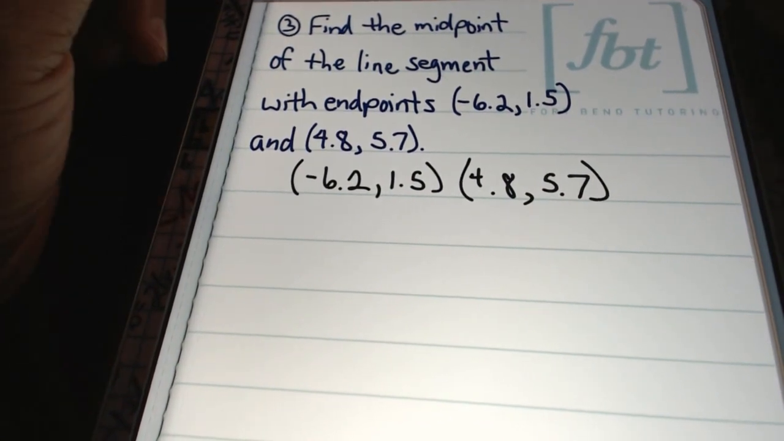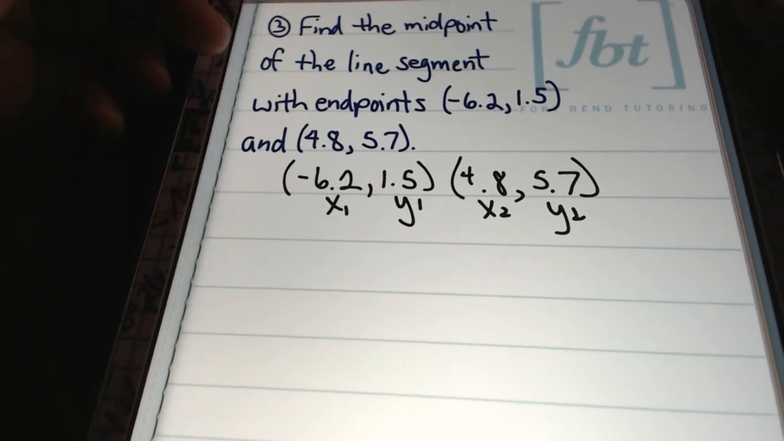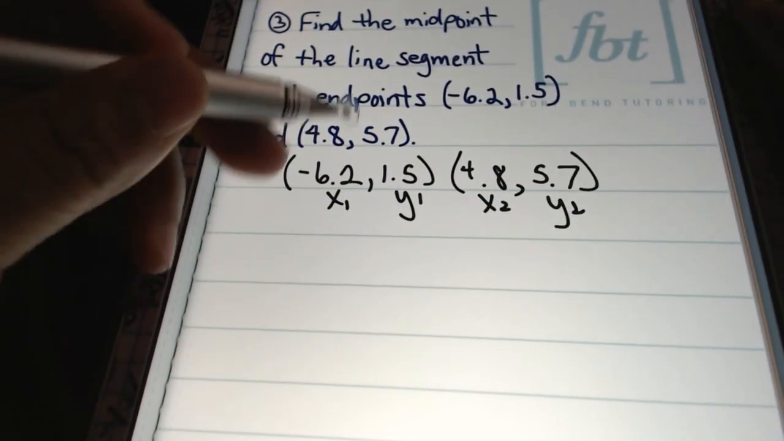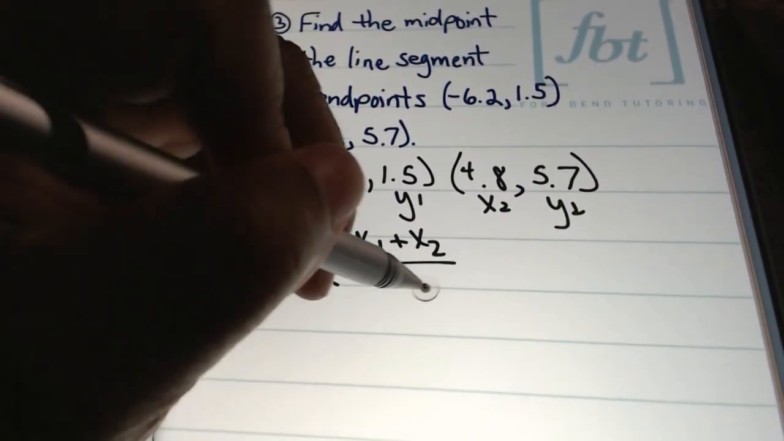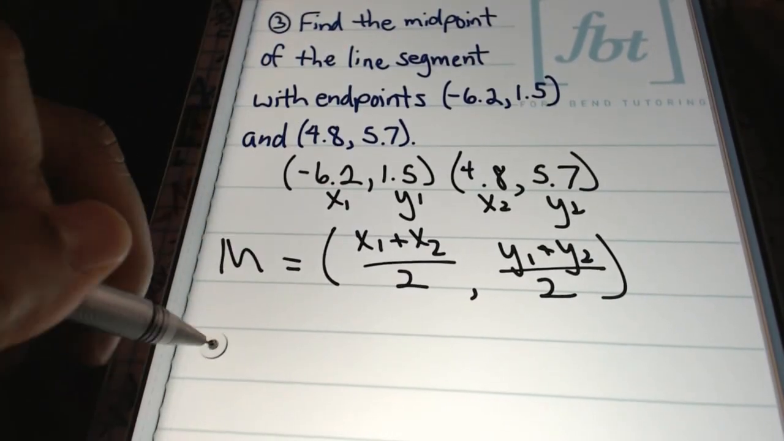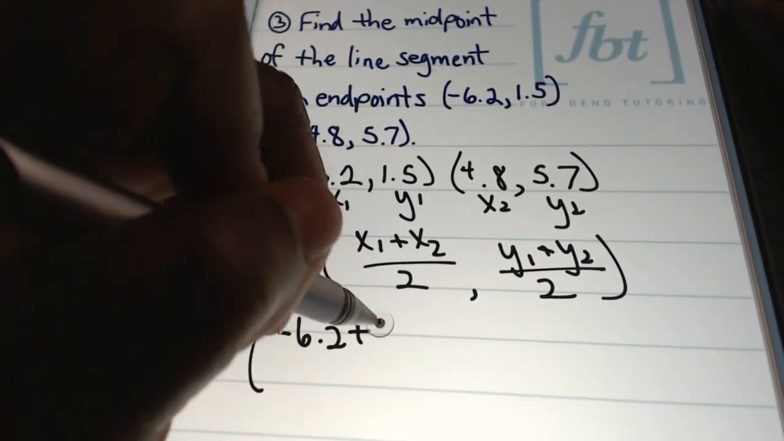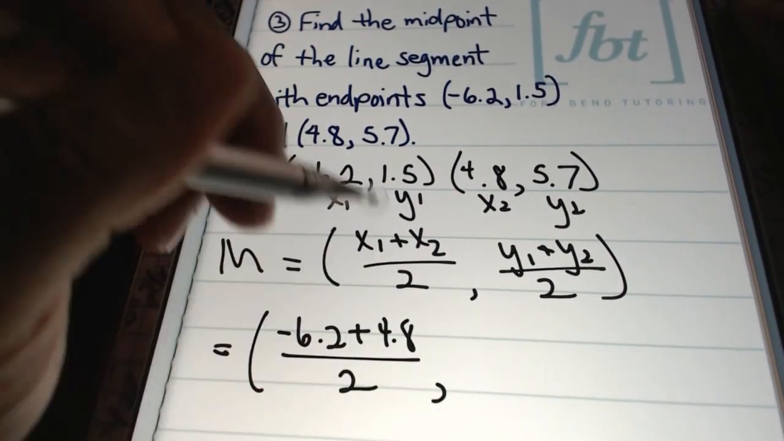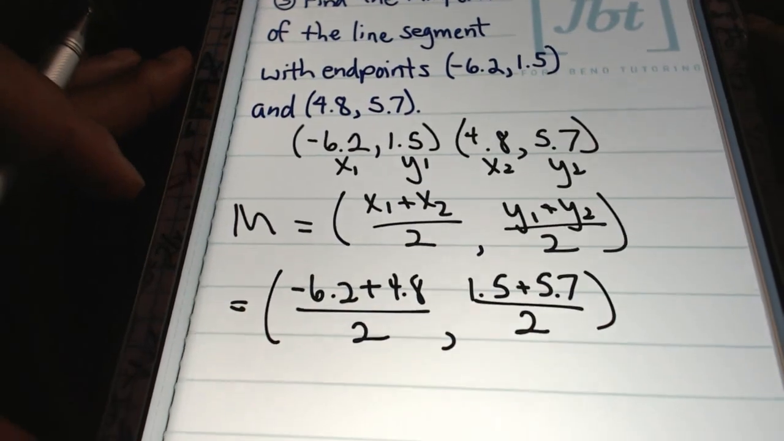Appreciate that. So as I stated before, we're going to start by labeling x1, y1, x2, y2, and then we'll be writing the midpoint formula here. The midpoint formula is x1 plus x2 divided by 2, then y1 plus y2 divided by 2. Then we'll plug in our values and simplify. So we'll have negative 6 2/10 plus 4 8/10 divided by 2, and 1 5/10 plus 5 7/10 divided by 2. So here is my setup.